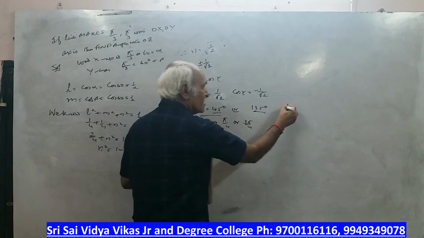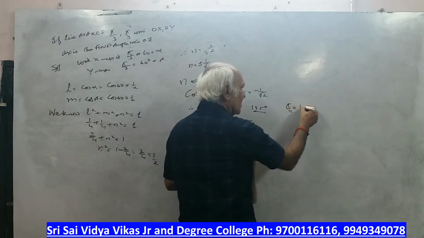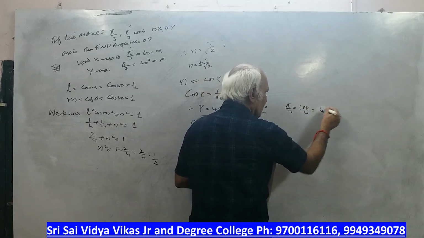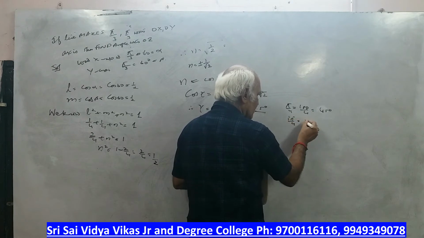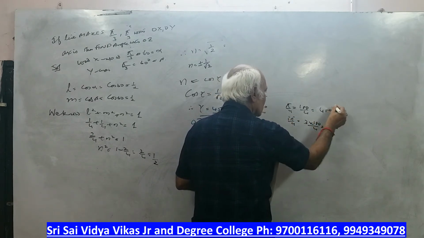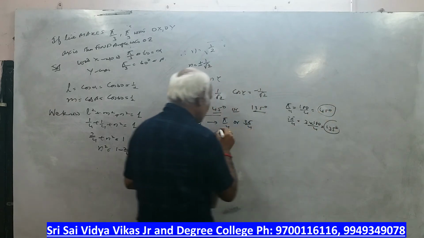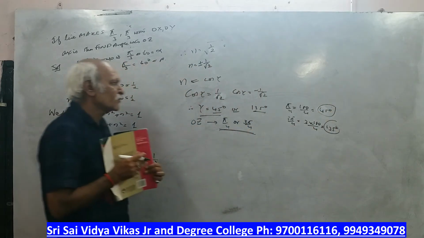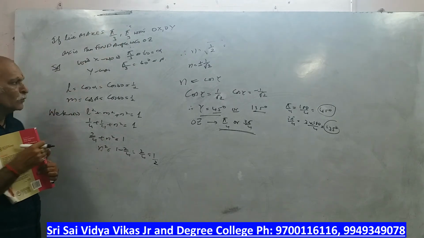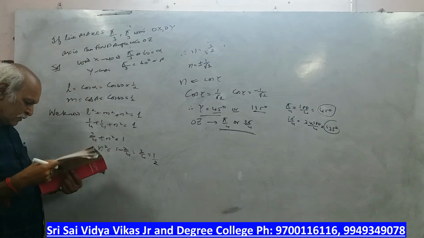Why pi by 4, sir? Pi by 4 means 180 by 4, which will be 45 degrees. And 3 pi by 4 means what, sir? 3 into 180 by 4, which will give you 135. So that's why we have to write in terms of pi by 4 and 3 pi by 4. So he has given pi by 3, and he is asking to find with OZ. Use the concept here.